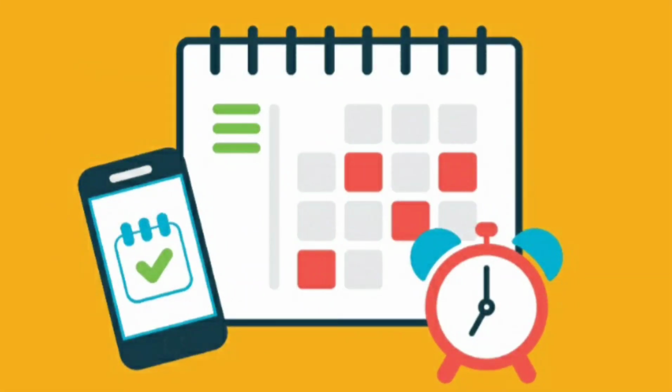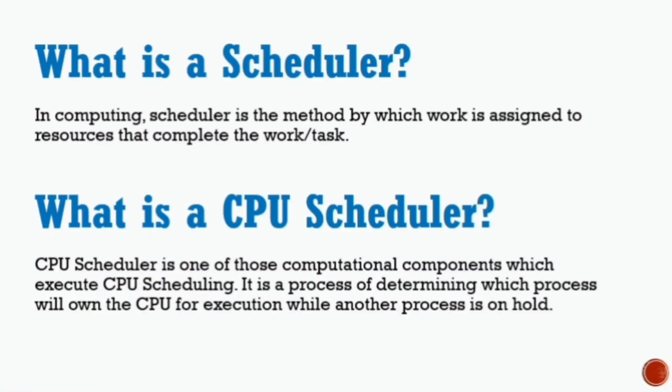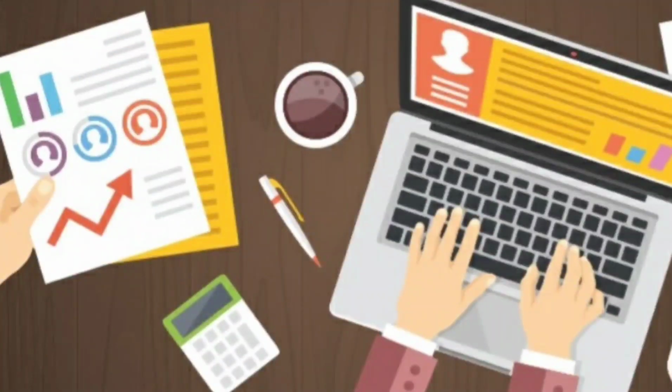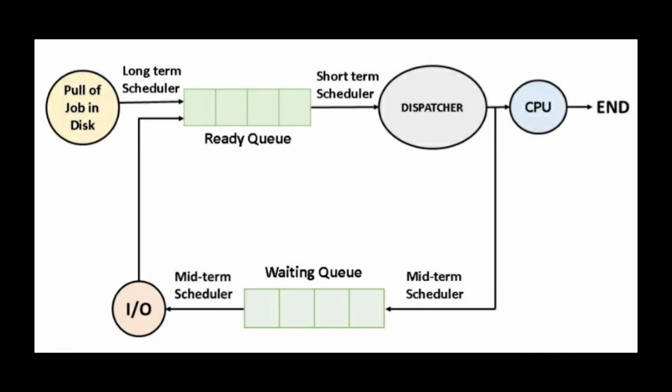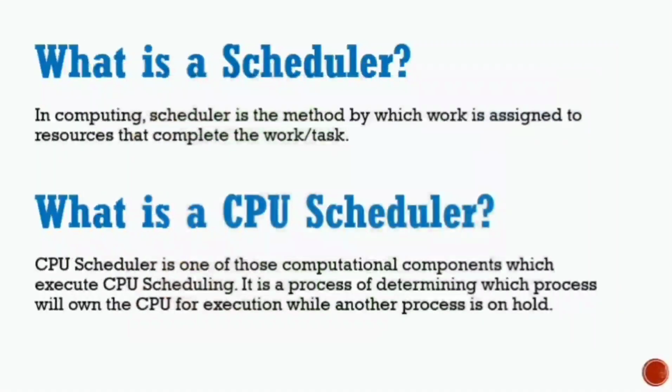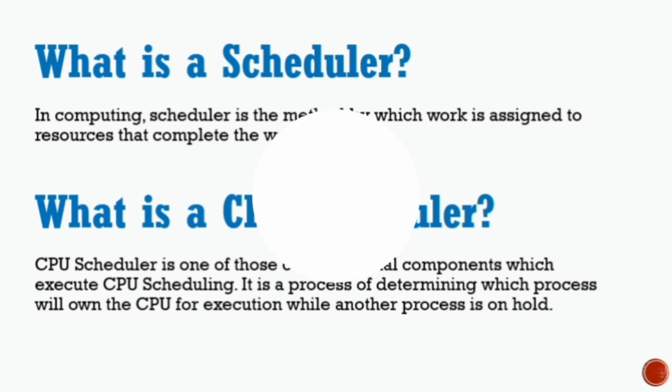In computing, a scheduler is basically the technique or the methodology through which work, a particular task or an execution, is assigned to a resource or a component which will handle the execution of that particular task. And when it comes to the CPU, the scheduler is actually those computational components present inside the CPU which execute CPU scheduling. Now, CPU scheduling is nothing but the process of determining which process would have the authority or the rights to own the CPU for execution while all other processes are on hold.